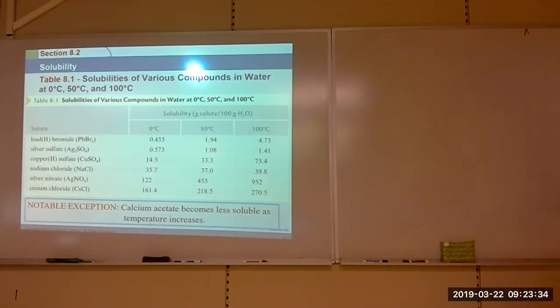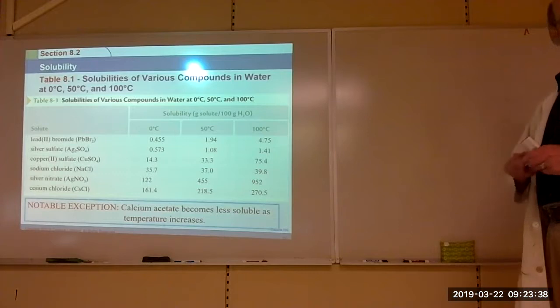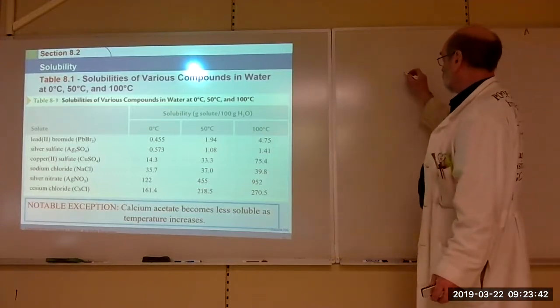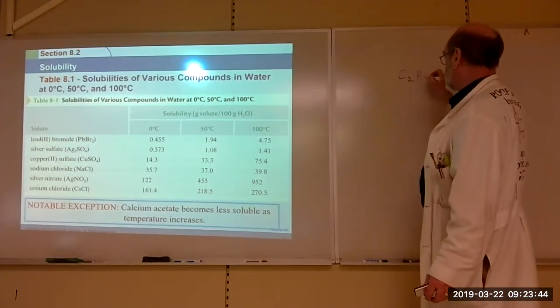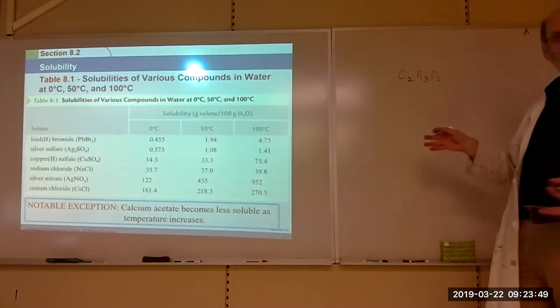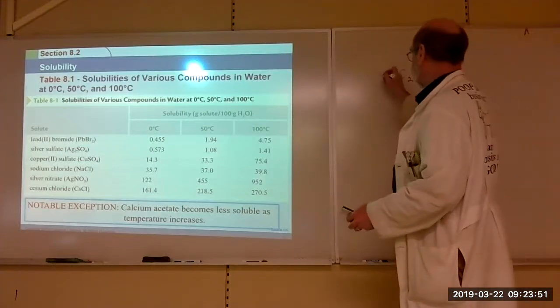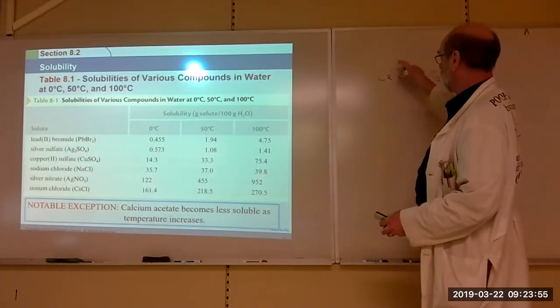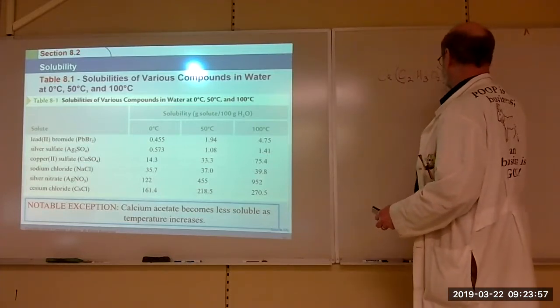Okay, here's an exception. Calcium acetate. If you remember your polyatomic ions, acetate is C2H3O2 minus, a polyatomic ion. And if you combine it with the calcium, this is 1 minus and this is 2 plus, so you have to do this.